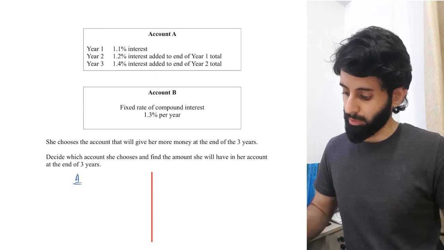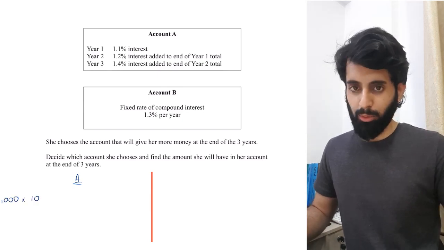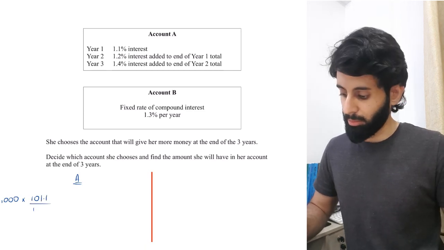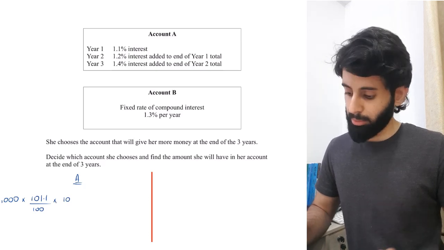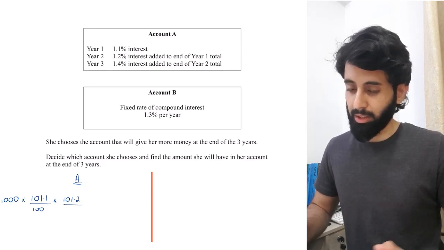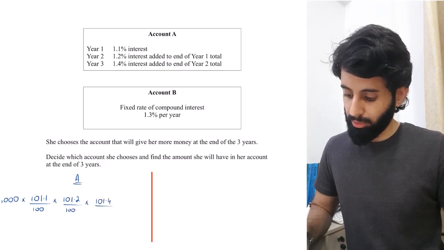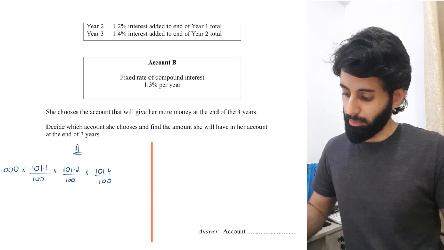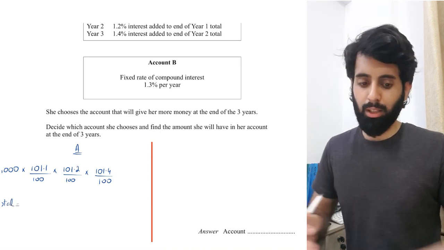Okay, so here's how this works. We take $3,000, we first increase it by 1.1%, which is basically done by multiplying it by 101.1 upon 100. Then you increase it by 1.2%, which is done by multiplying it by 101.2 upon 100. And then you increase this by 1.4%, which can be done by multiplying it by 101.4. So this, bear in mind, will give you the total, and that's exactly what we want.